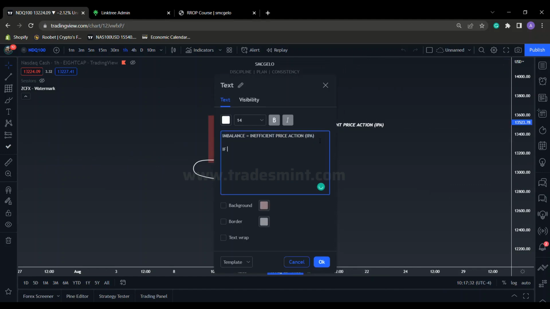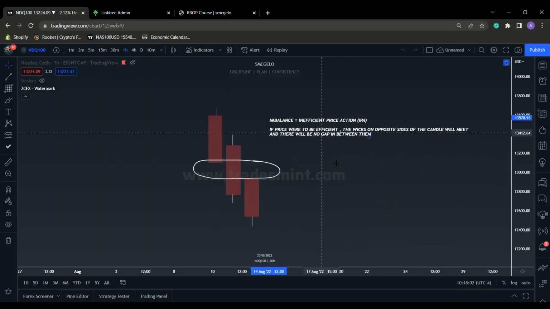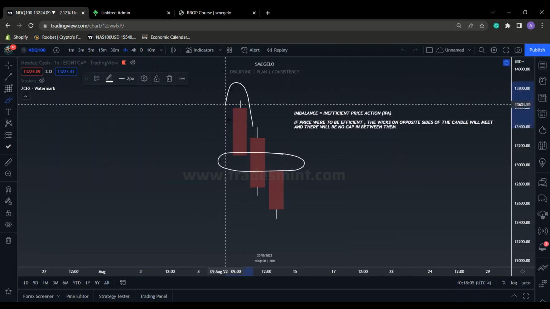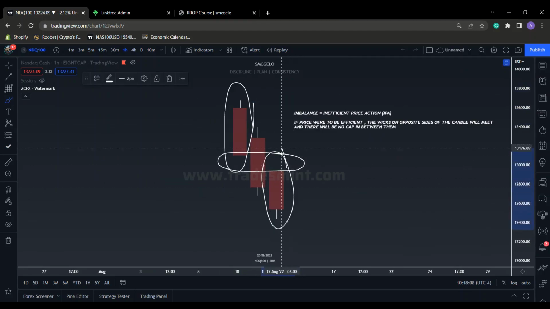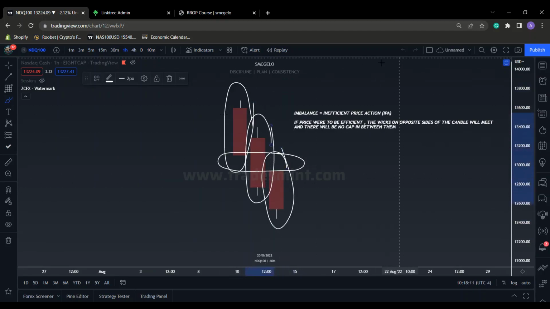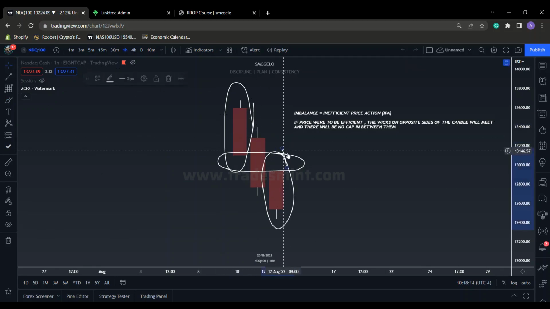So now, if price were to be efficient, the wicks on opposite sides of the candle will meet, and there will be no gap in between them. Okay, so when we look for a balance, this is the left side candle, this is the right side candle, and this is the candle that we decide if it's inefficient or efficient, right?